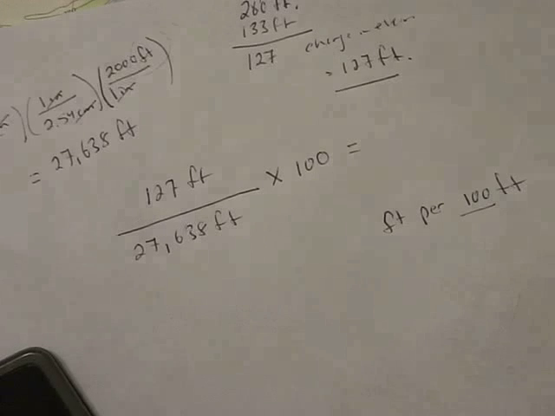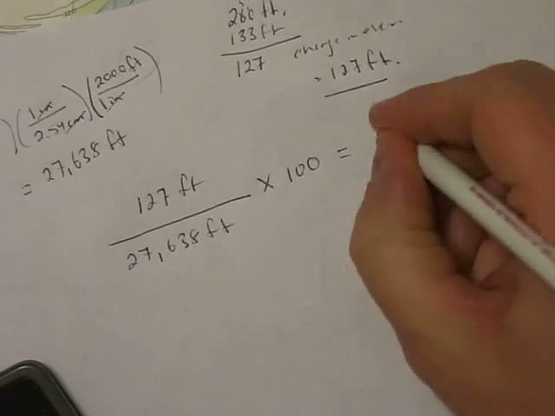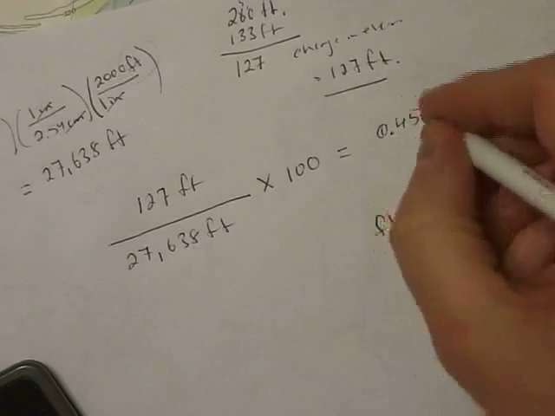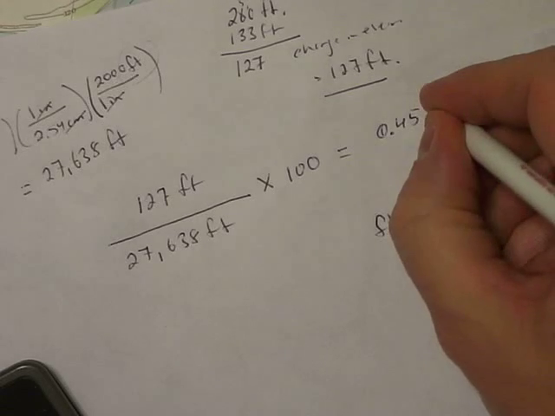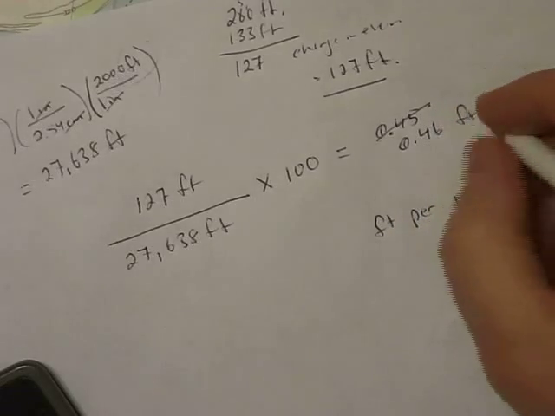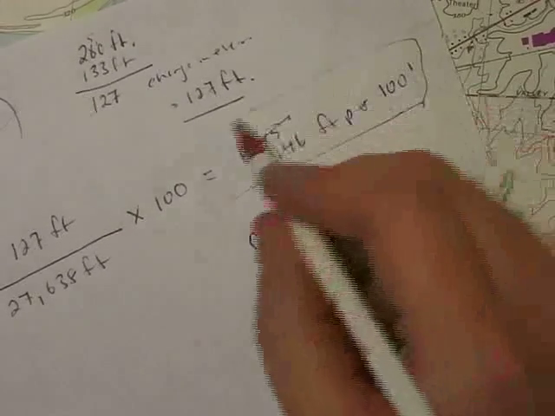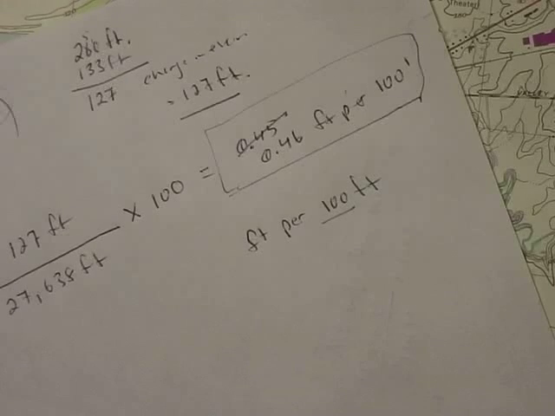So we do the math. 127 divided by 27,638 times 100 equals 0.459, well, rounds up to about 0.46 feet per 100 feet is our slope gradient for that railroad from Amherst College down to the river.